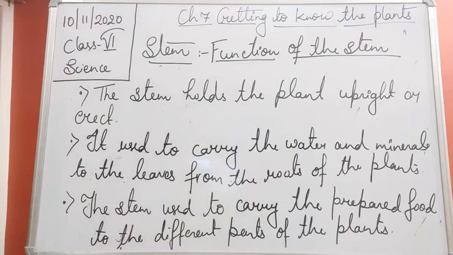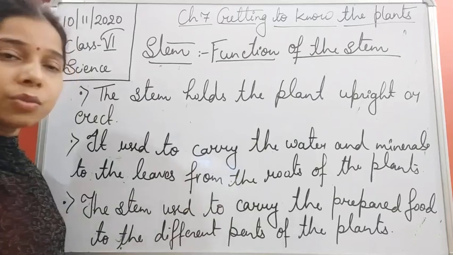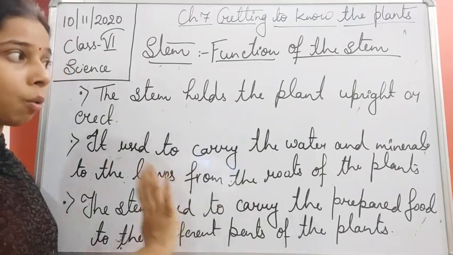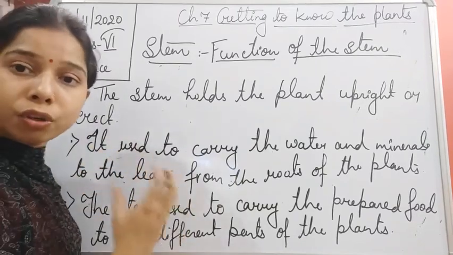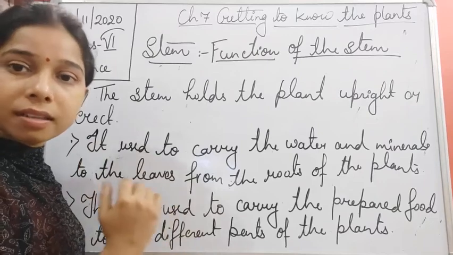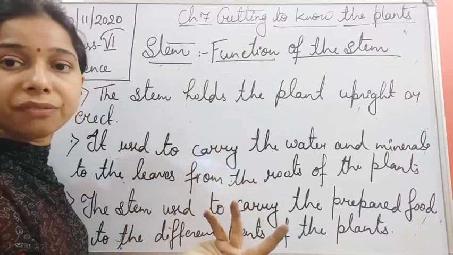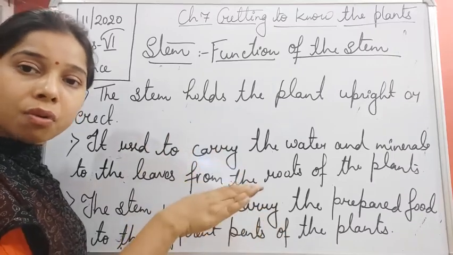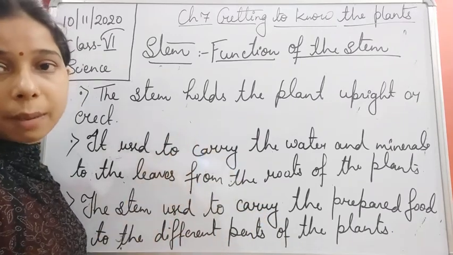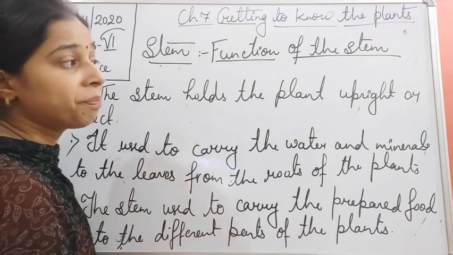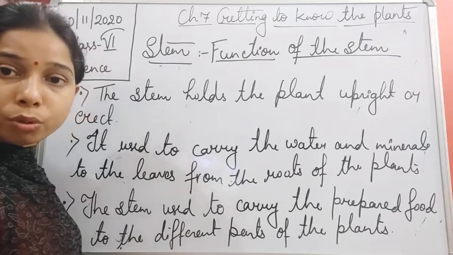Next one, students, is that it holds the plant upright, but it holds the plant in such a way that the leaves get a sufficient amount of sunlight. It holds the branches, and the branches are part of the stem only, which hold the leaves in such a way that they can get sufficient sunlight. And you know sunlight also plays a very important role in carrying out the process of photosynthesis.